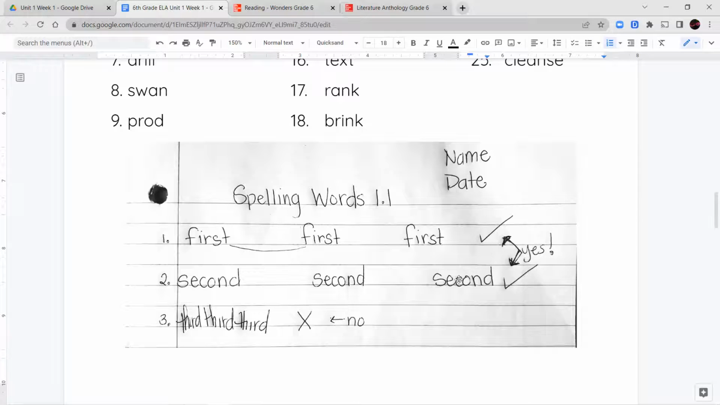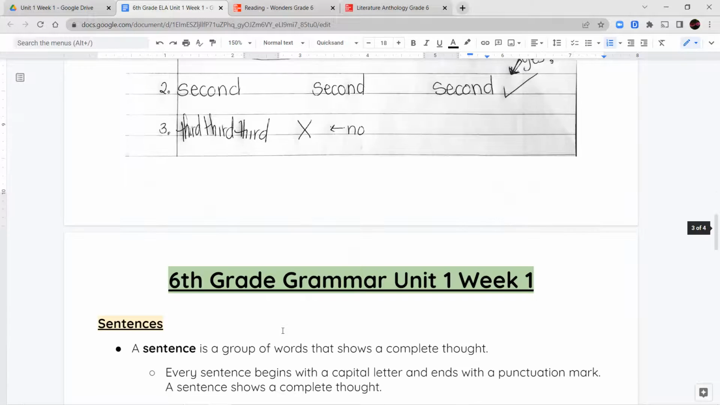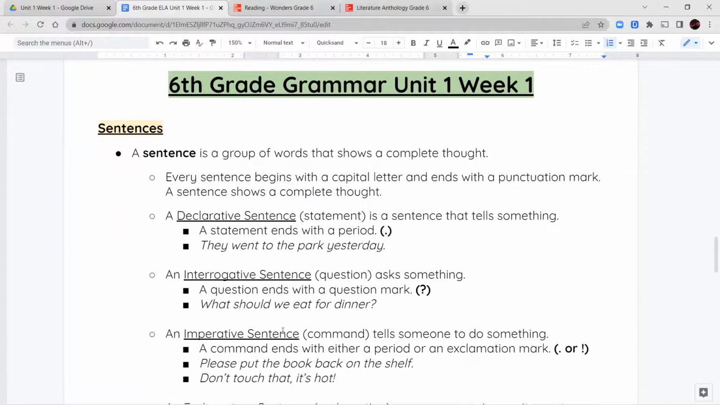So these 2 are examples of a good way to do it. Please don't do this. Don't squash your words together. Don't write super tiny. Make sure it's clear and readable. Otherwise, I will ask you to redo it. All right, let's get into your notes.